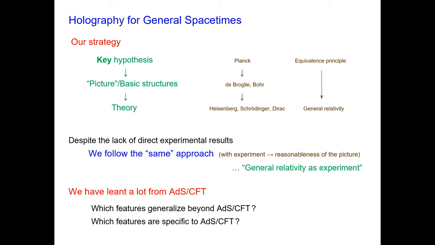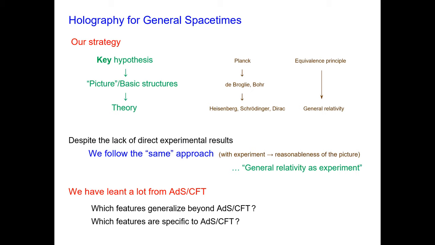But here, of course, we don't have direct experiment like in the old days of developing quantum mechanics. But the approach I follow is the same. Now we can use general relativity as a quote-unquote experiment. We can have a key hypothesis, derive a certain statement, and check whether that's consistent with what we already know, which we indirectly learn from experiment or measurement from nature.